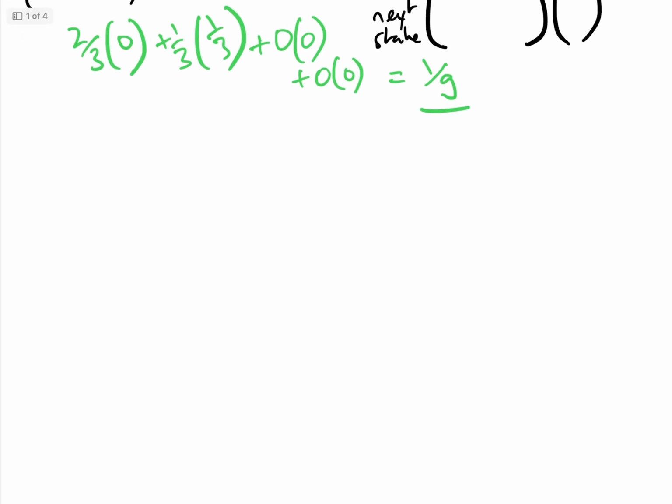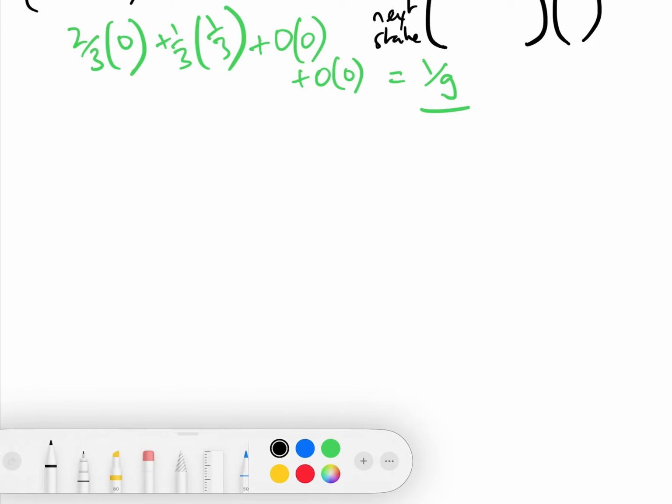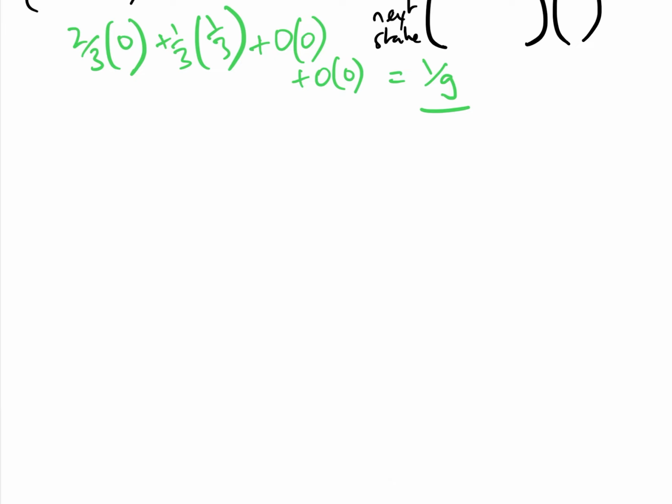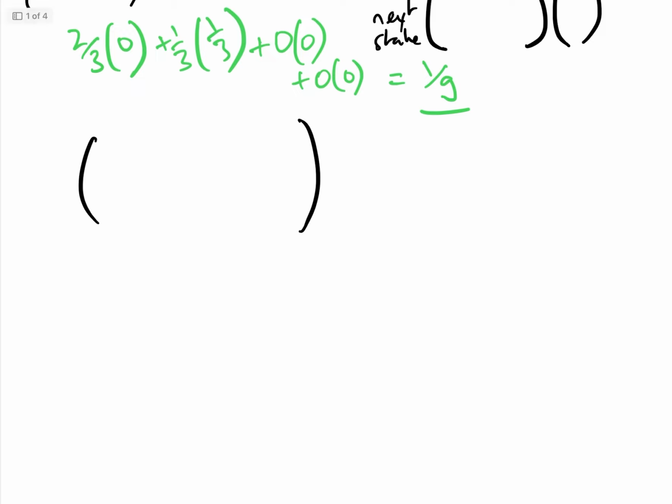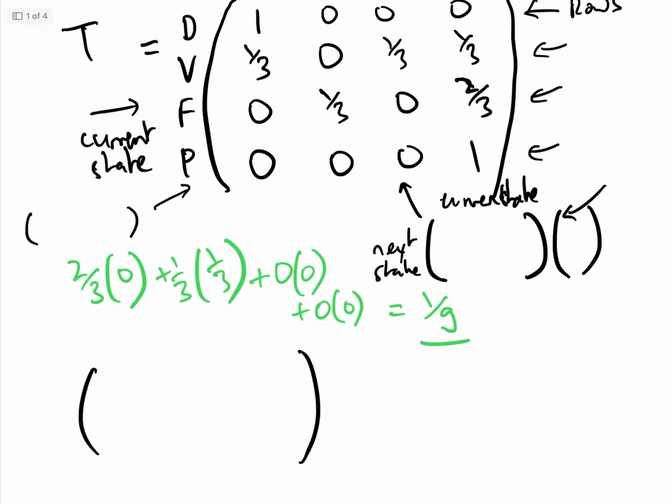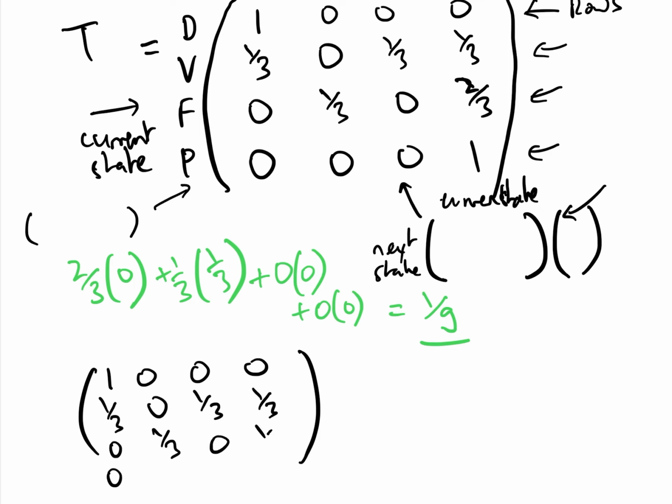But let's have a look at what it looks like in the transition matrix, because this is where the transition matrix becomes very powerful. So let's draw our transition matrix. Just bear with me a sec because this is definitely worth it. So we've got 1/3, 0, 0, 0, 0, 0, 0, 1, 2/3 and 0, 0, 0, 1. So this is the matrix, and here is D, V, F, P. Okay, and the next step here is D, V, F, P.